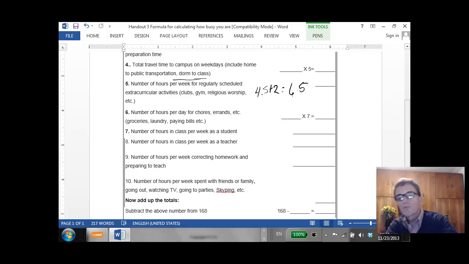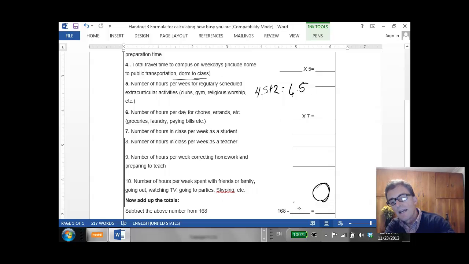But that number should come here. Then you add up the total. And the total should be in the range of maybe 100 to 150, maybe 155 if you're extremely busy.